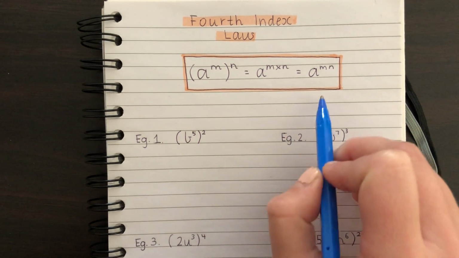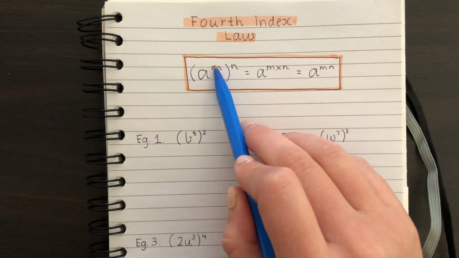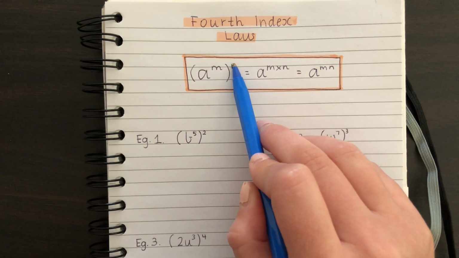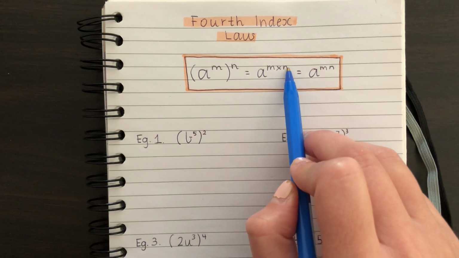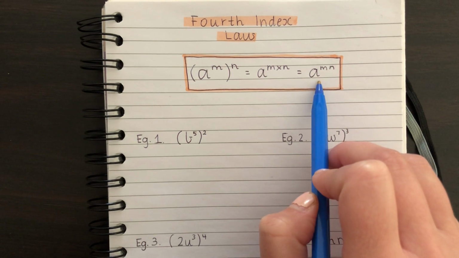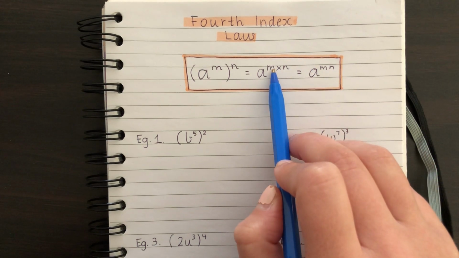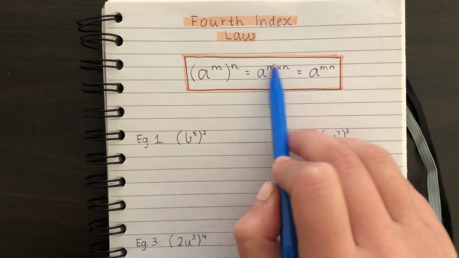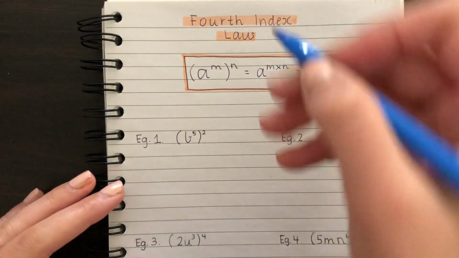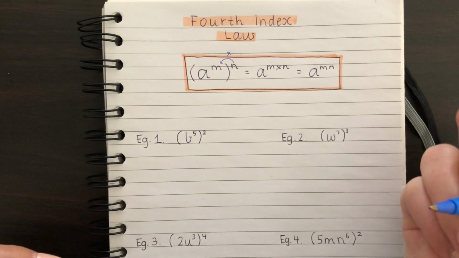Okay, so you can see all we need to do is take the m as this index over here, the n as the power out here, and we multiply them together. Remember how I told you before, when you have no gaps between something, there's an imaginary times sign. So this is just making this look neater. This and this equals the exact same thing. All you need to know is you take these 2 powers and you multiply them by each other.